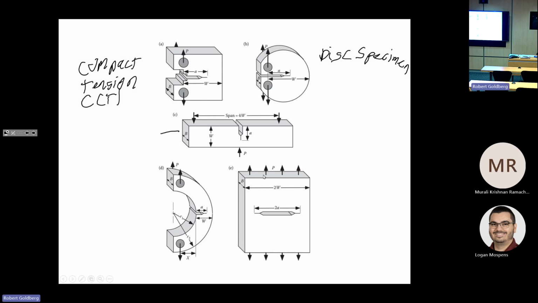And this one here is the single edge notched bend.